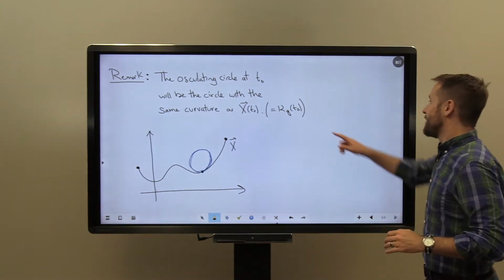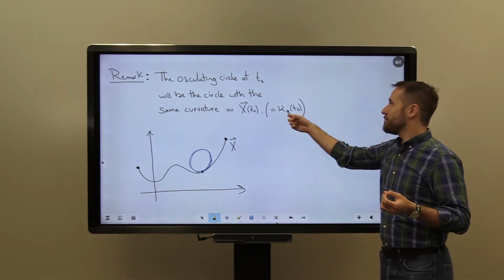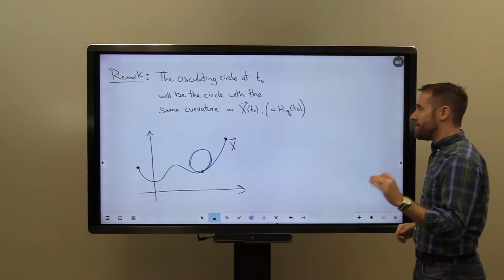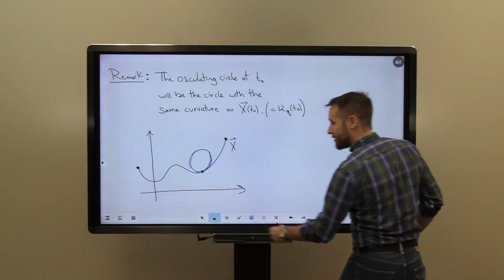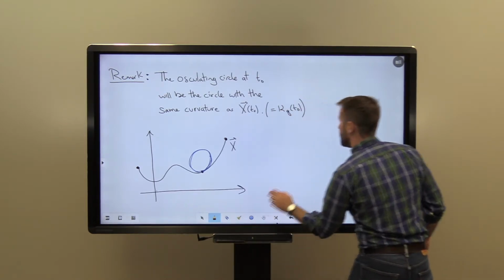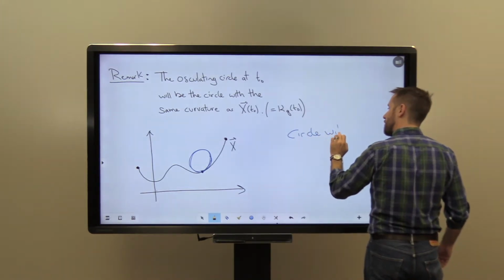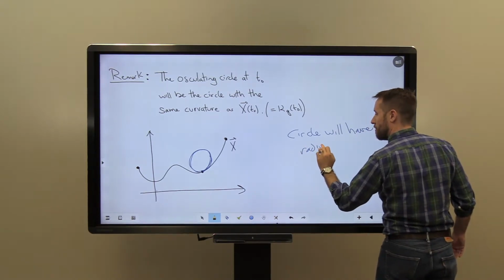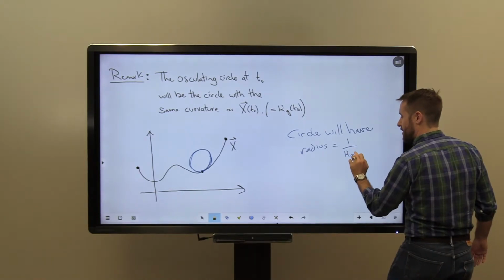So in this case, the curvature of this circle is kappa sub g of t naught. That means that the radius of this circle will be 1 over kappa. And so if we want to record some facts about the circle, we can do that here. So we can say that the circle will have radius equal to 1 over kappa sub g of t naught.